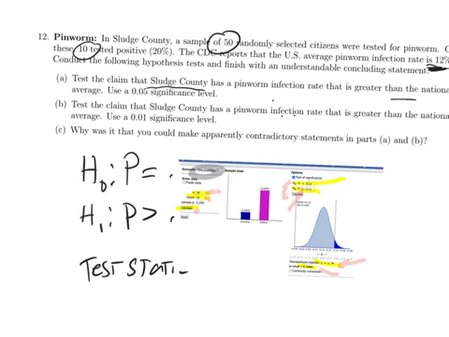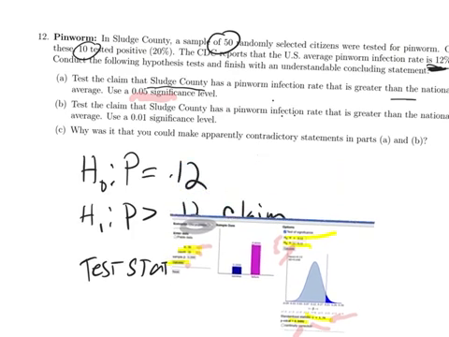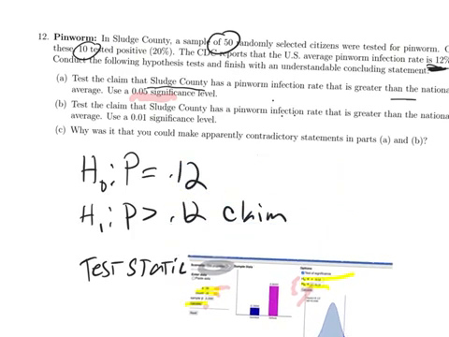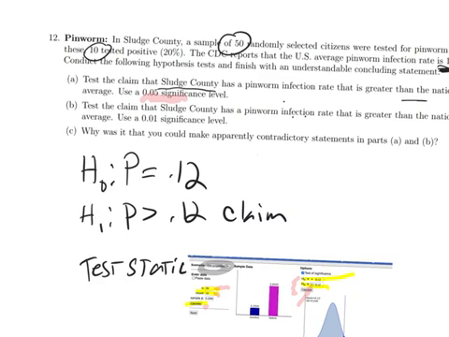So they want us to test the claim using a 5% level of significance. Well, is this p-value less than 5%? It is, so we're going to reject H0 in this situation. This is really what you asked me originally: how do I know whether to reject H0 or not? Well, if the p-value is less than the level of significance, we reject H0. The data supports the claim that Sludge County has a higher infection rate.